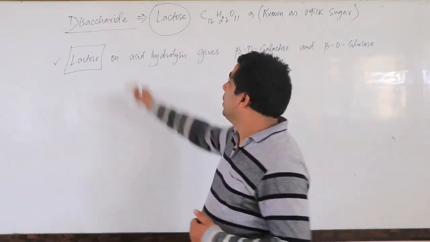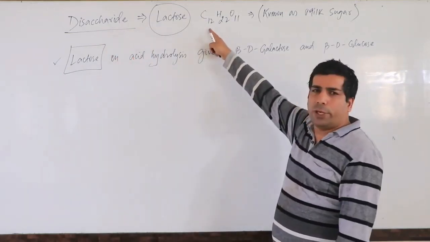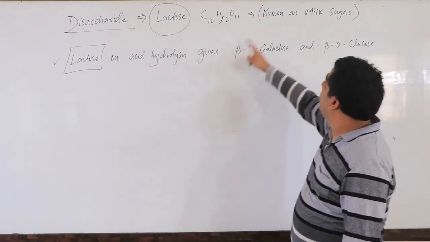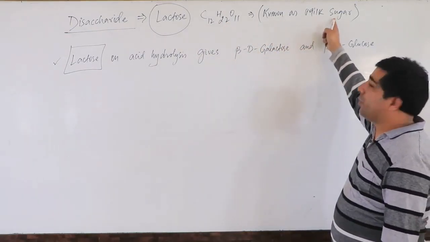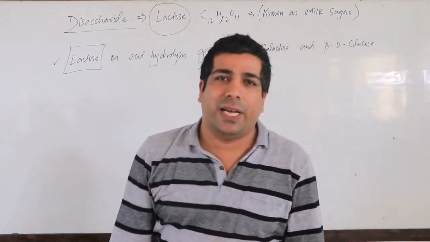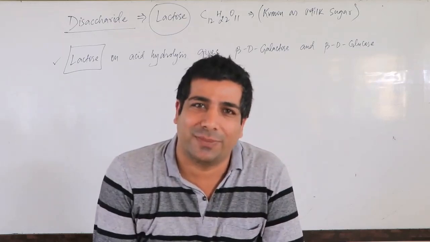Let's have a look. Lactose is a disaccharide, everybody knows. Its molecular formula is C12H22O11, correct? It is known as milk sugar because it's found in milk. So that's why it's called a milk sugar.